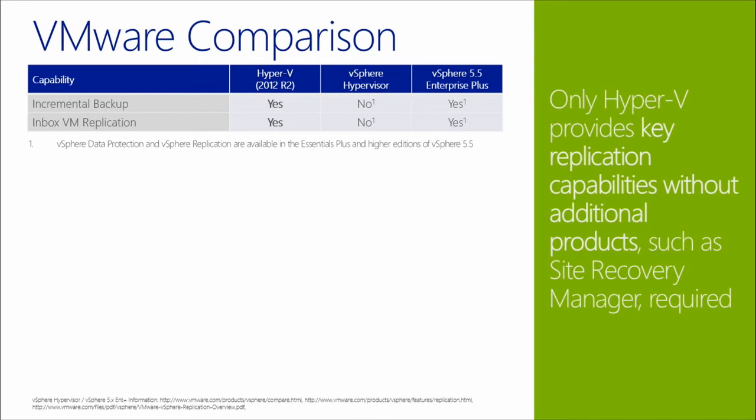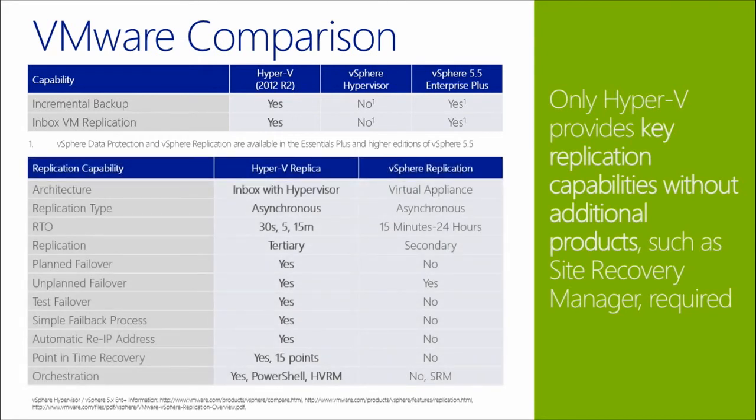When we start to compare some of the replication capabilities between our replication, Hyper-V Replica, and vSphere replication, what you'll find is there's quite a few differences. One is inbox with the hypervisor. One is a virtual appliance that runs on top. They're both asynchronous, but Hyper-V Replica offers a lot more flexibility and lower RTOs, so they're down to 30 seconds. We support that A to B to C replication, which is something not supported by the software-based vSphere replication.